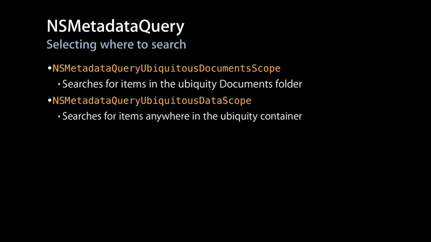Now, I mentioned before that we had these search scopes. You've got two different search scopes that you can choose from. You can use the NSMetadataQueryUbiquitousDocumentsScope. In this case, this is only going to be searching within the Ubiquity container's Documents folder. This is just a folder that you can create for yourself if you want. If you have things the user really does think of as actual documents, you would store them in this folder. You also have access to the NSMetadataQueryUbiquitousDataScope. This tells the metadata query to search everywhere within your Ubiquity container.